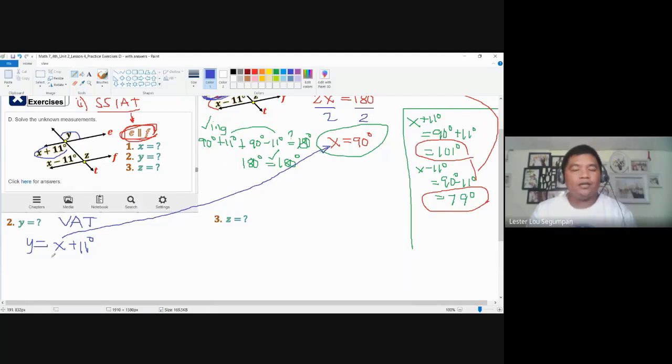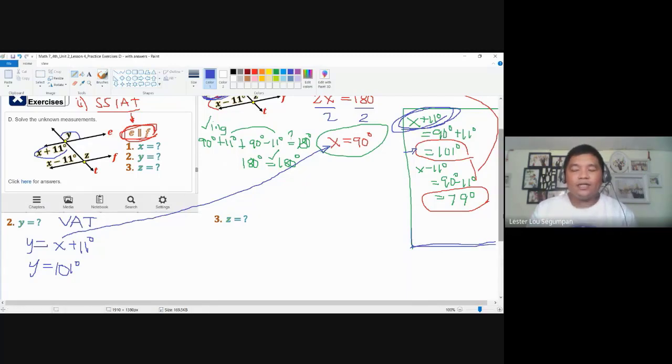As this is solvable, because we already have the value for x, we can substitute the value of x, which is 90 degrees. Or better yet, you have already solved earlier the value of x plus 11 degrees, which is 101 degrees. Simply substitute the whole quantity: y is equal to 101 degrees. This is what happens for item number 2. Definitely, you could always use the value of x and still get 101 degrees. That's up to you, but since I already have this one, I will be using it.